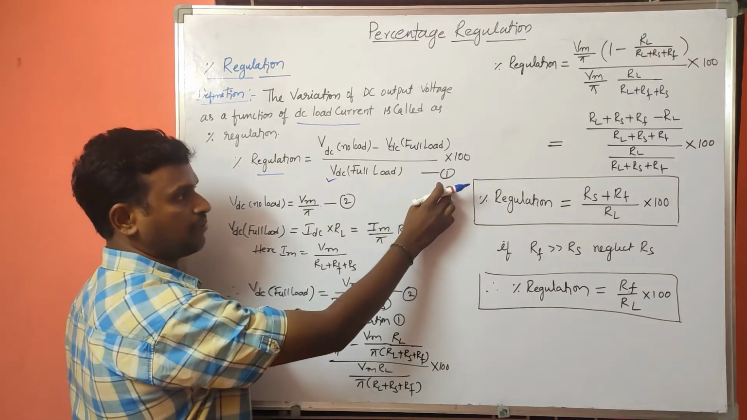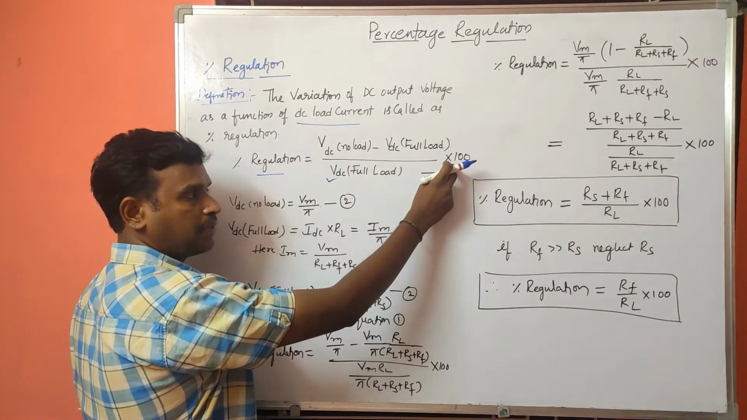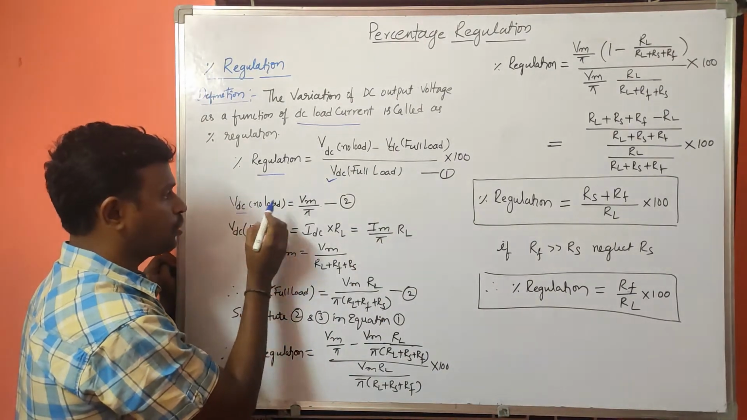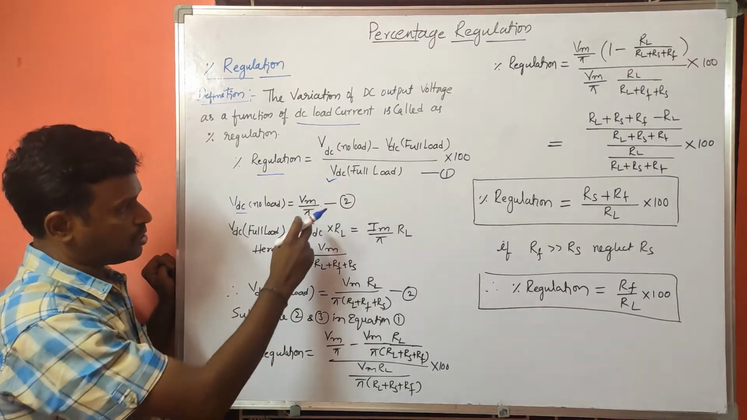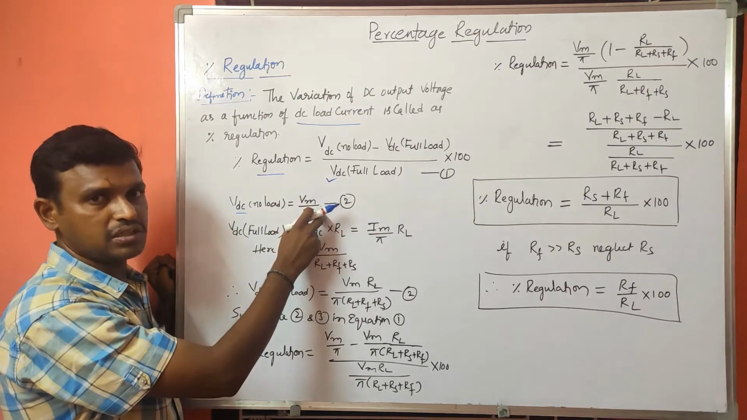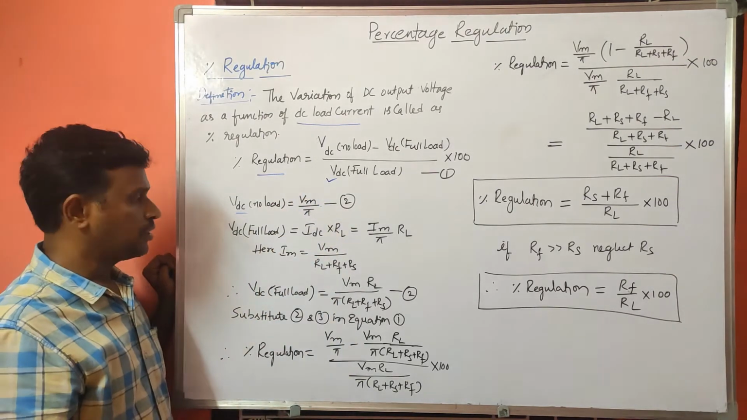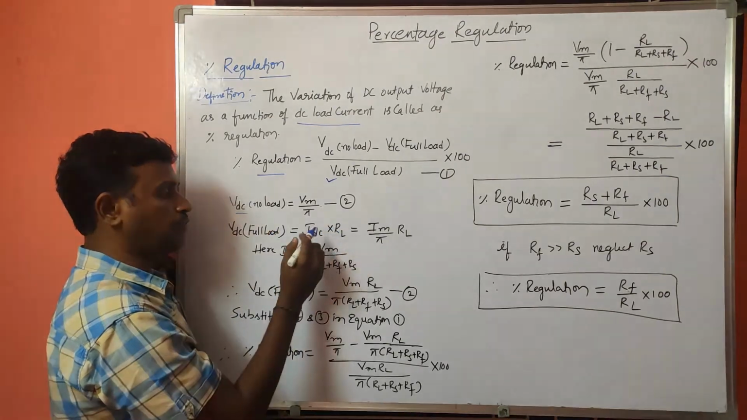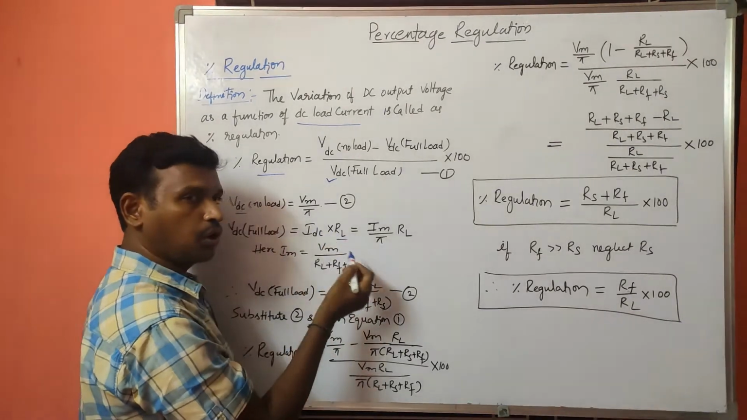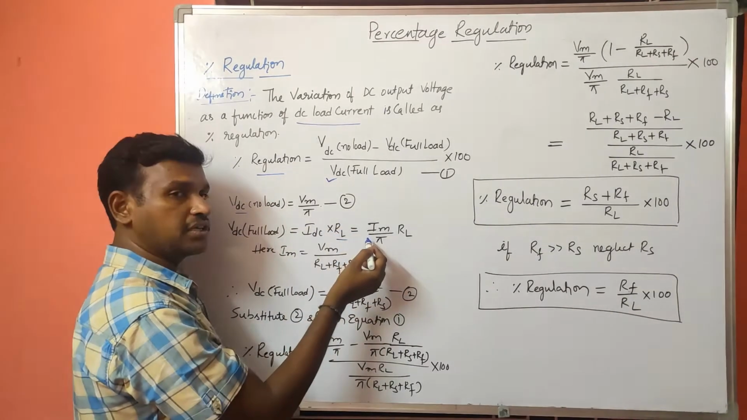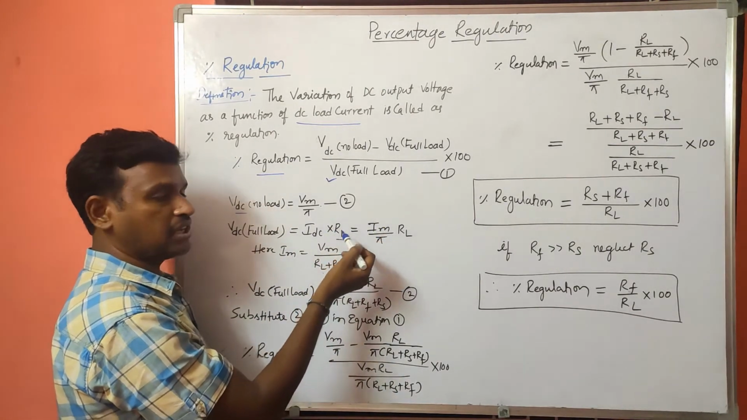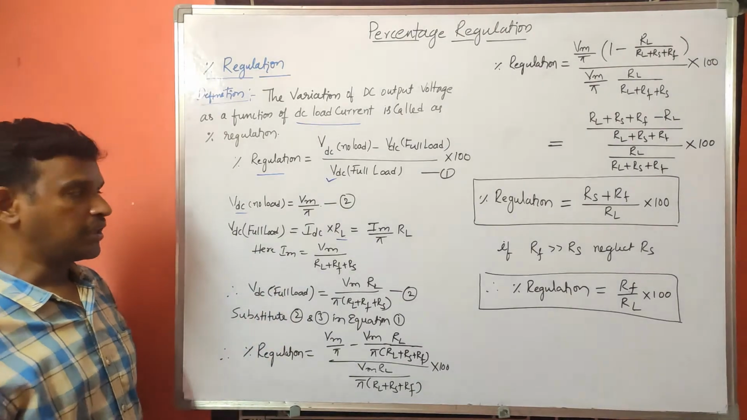Okay, so this equation I am taking as 1, and we multiply with 100 because we have to calculate percentage regulation. Here VDC no load is equal to Vm by pi. This equation does not depend on any load resistance, that's why it is considered as the VDC no load, that is Vm by pi. Then what about the VDC full load? VDC full load is equal to IDC into RL. Okay, load I am taking here as full load. If you apply the load, then what is the VDC value? That is the current IDC multiplied with RL, so IDC into RL is the VDC full load.